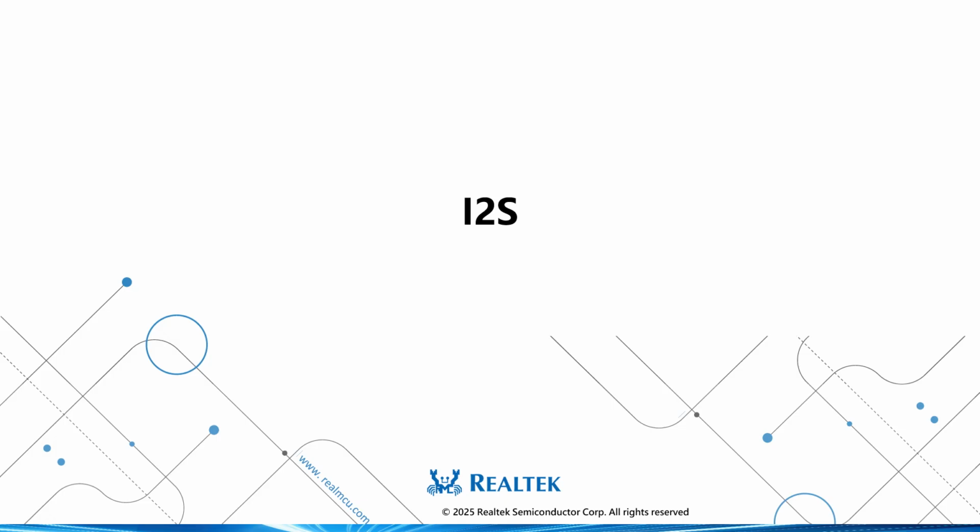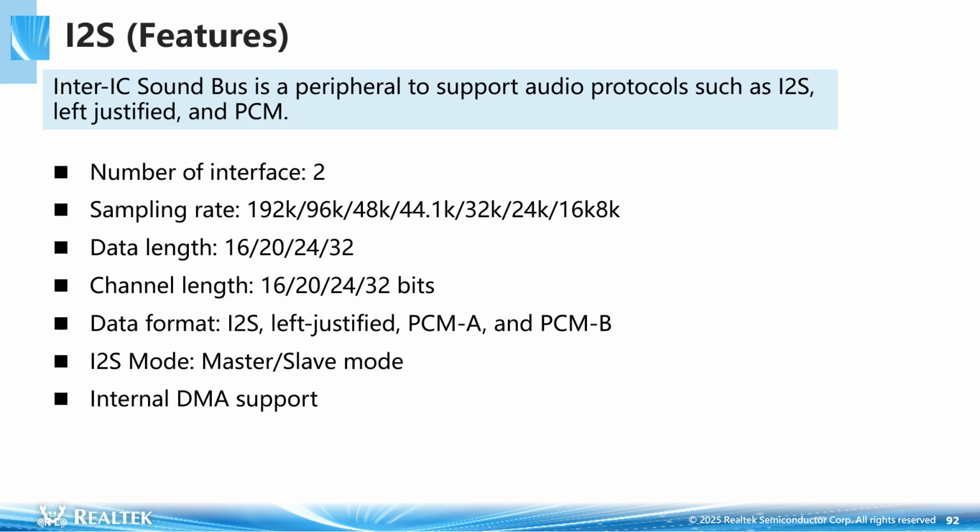Next, we will introduce I2S. The I2S is a peripheral to support audio protocols. I2S has the following features. Point 1. It supports two numbers of interface. Point 2. It accommodates a sample rate range from 8K to 192K. Point 3. It allows for configurable data and channel lengths. Point 4. It supports the transmission of I2S, left justified, PCMA, and PCMB data formats. Point 5. The interface can be configured to operate either as a master or a slave device. Point 6. It supports DMA.